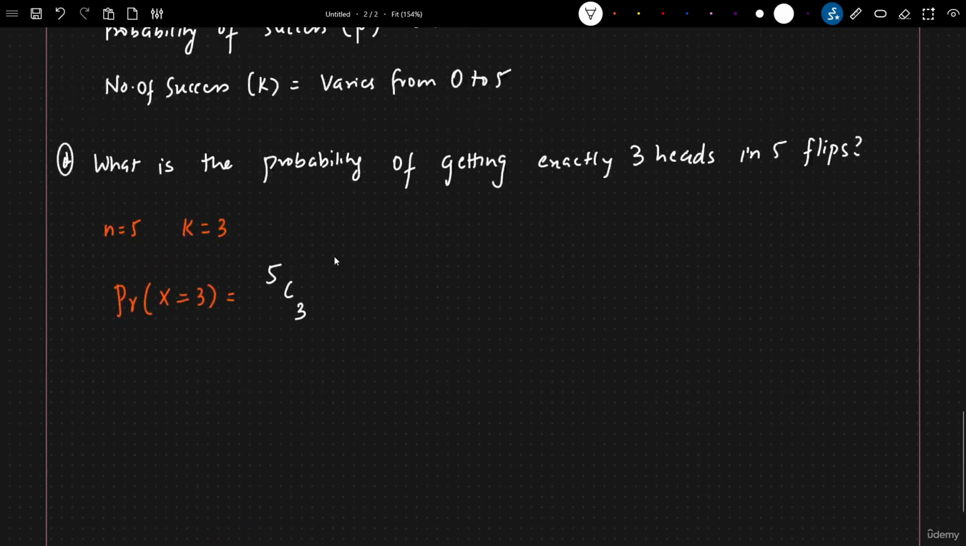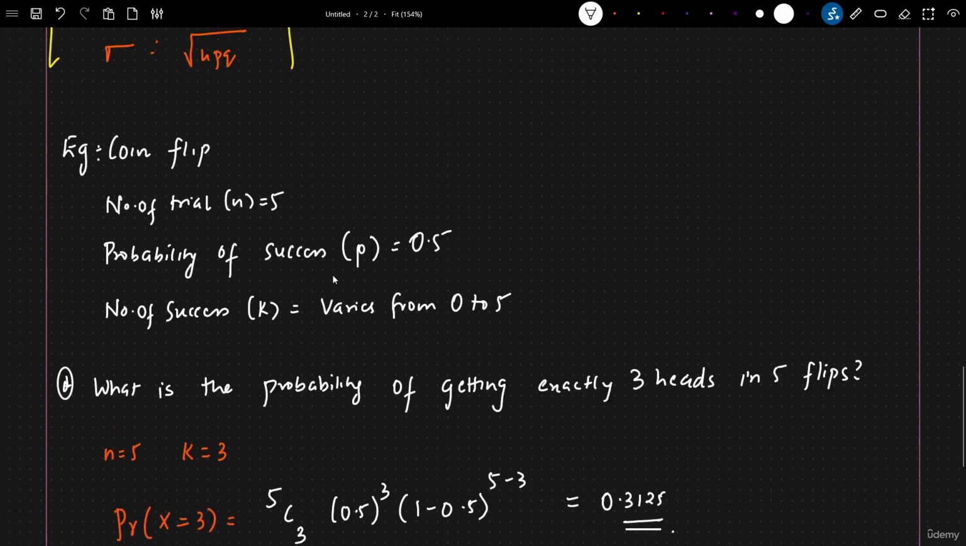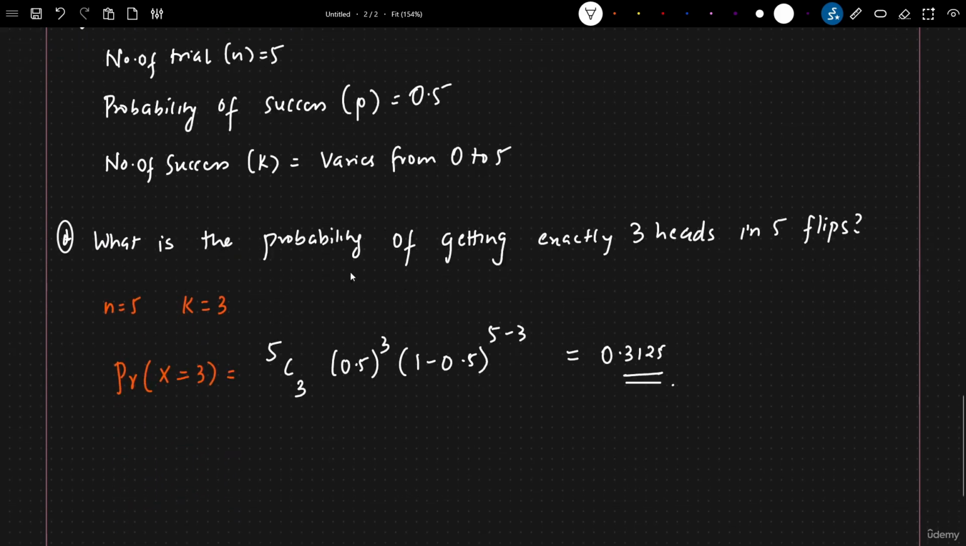Then p to the power of k, which is the probability 0.5 to the power of 3. Then I have 1 minus 0.5 to the power of 5 minus 3, that is n minus k. And if you go ahead and calculate this, you will get 0.3125. This is the beautiful answer that you can get. And this is the kind of question that you may get as a data analyst or in any interview: what is the probability of getting exactly 3 heads in 5 flips?